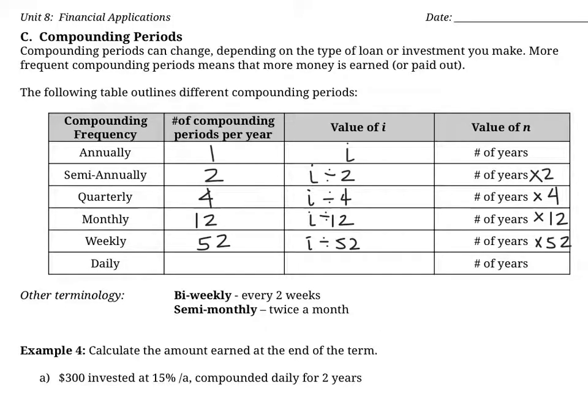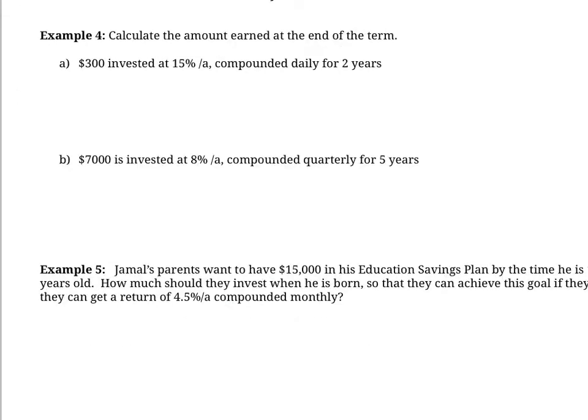And finally, we have our daily compounding. This is the most expensive it can get, and credit cards use this. So that means we're going to be charged interest 365 times per year. Our interest rate is going to be super tiny, so we're going to divide it by 365. And our N, which is the number of times interest is earned or charged, is going to be the number of years times 365. Some other words that we might come across are bi-weekly, which means every 2 weeks, and semi-monthly, which means twice a month. So let's work on some final examples to make sure we understand this.